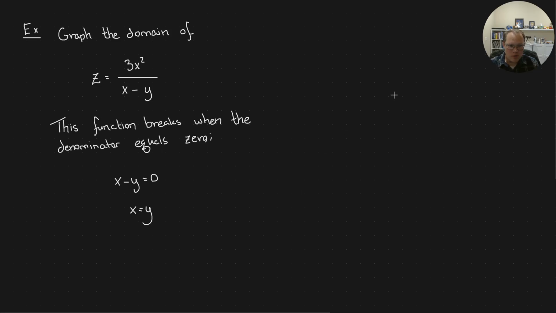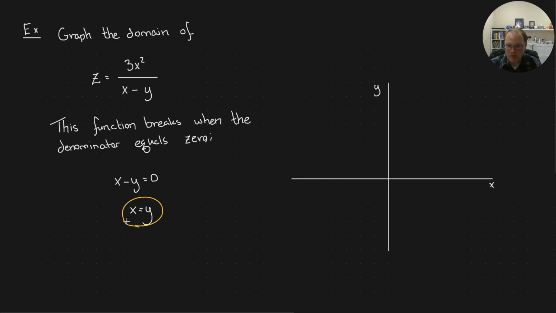Okay, so if I were to plot this in the xy plane to illustrate all the values that I can plug in, I want to make sure that whenever x equals y, that is not in my domain. All right, so graphically, x equals y is a line, right? It's this line right here.